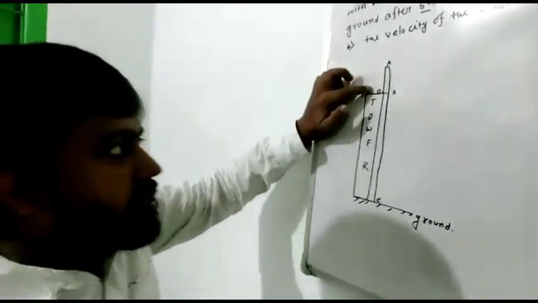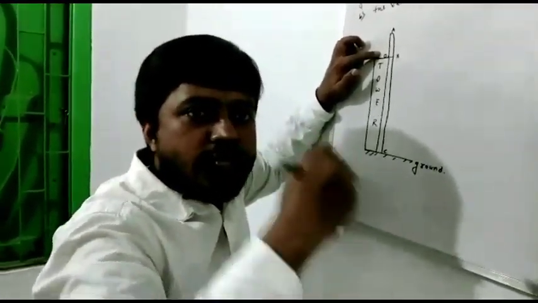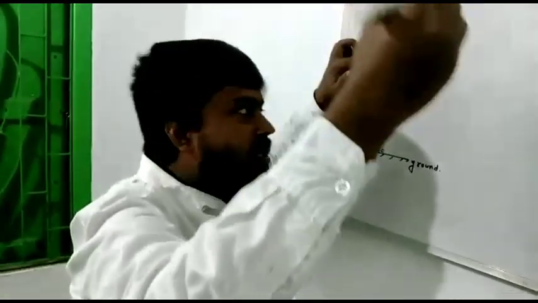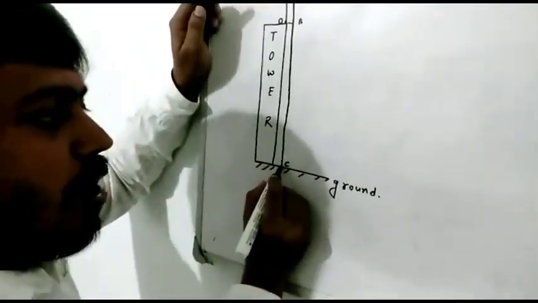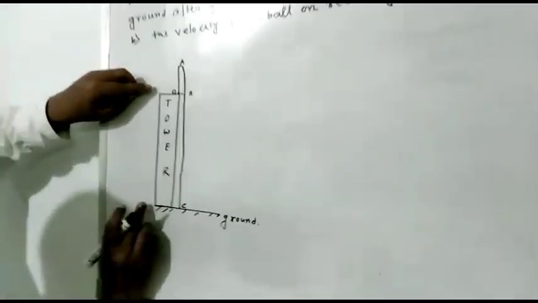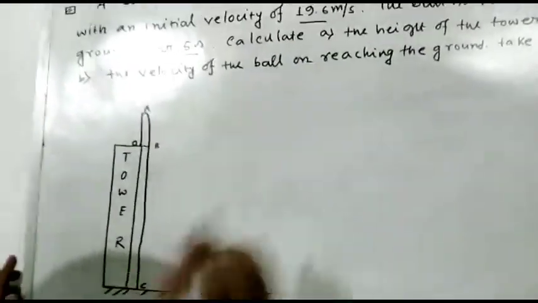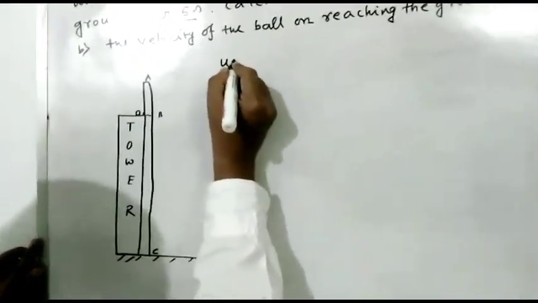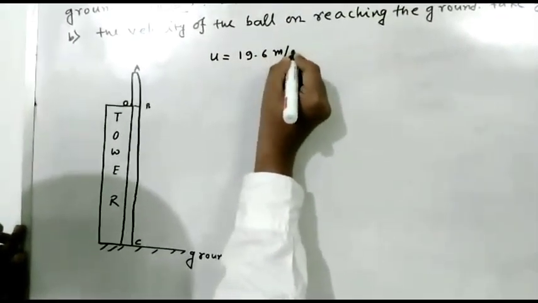So the starting point is what? Starting point is O. From the point O, the ball is thrown vertically upwards, and after 5 seconds, the ball touches the ground. Okay. So our first target is to find the height of the tower. So what is given? The initial velocity is given, 19.6 meter per second.